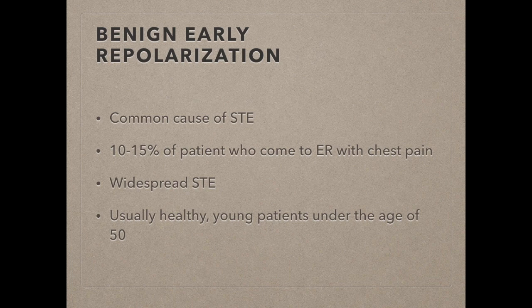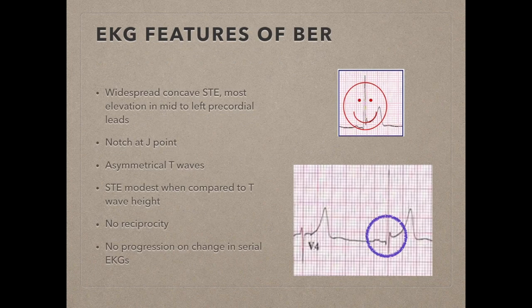So in those patients in particular, you've got to keep in mind, is it really benign early repol or is it a STEMI? So, EKG features of benign early repolarization: widespread concave ST elevation, with most of that elevation being in the mid to left precordial leads, just like we saw in this patient. The notch at the J point, just like the purple circle down there at the bottom, you see a little notching or a little fishhook at the J point. Think about benign early repolarization. This is typically seen in V4.